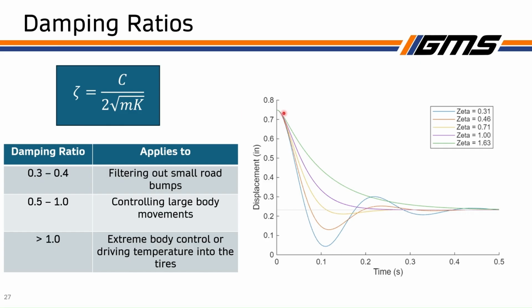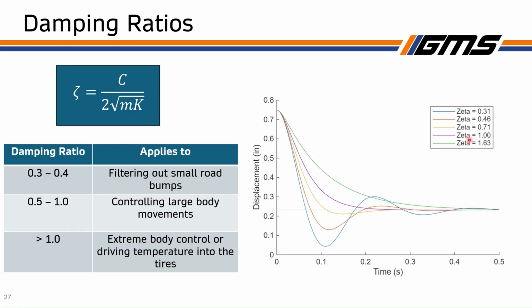Here's a graph of a couple different damping ratios, and you can see how the amount of damping that you have changes what the car responds like. Where if you have a very low damping ratio, you're going to get quite a bit of oscillation before the car settles out. Versus if you have way too much, right? Like you see, the damping ratio is 1.63. The car takes forever to get back to its equilibrium position.